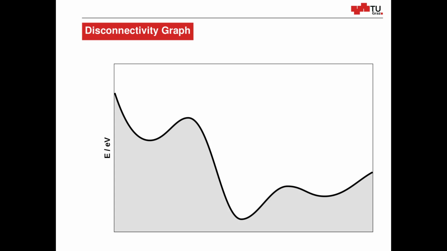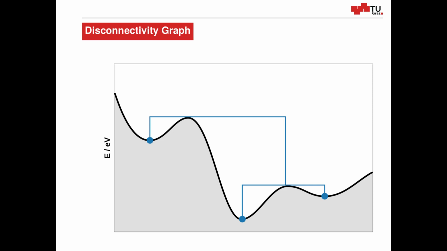So here I have an example of a mock-up potential energy surface. And the first thing to construct a disconnectivity graph is finding the minima. And next we connect these minima via the lowest barrier. So we first connect the two on the right-hand side. And now the blue line tells us the energy required to go from one minimum to the other one. We connect the third, and now we can take these minima and impose a minimum barrier height.